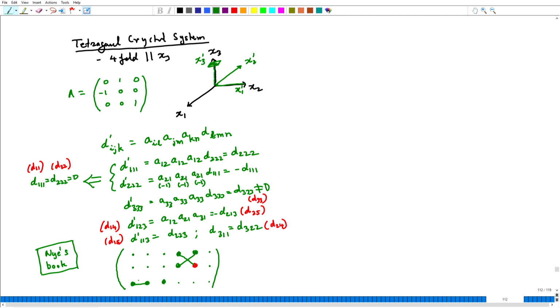Now, what does this mean? If you see a dot, that means that component is 0. If you see either a filled circle, either green or red, then this is non-zero.